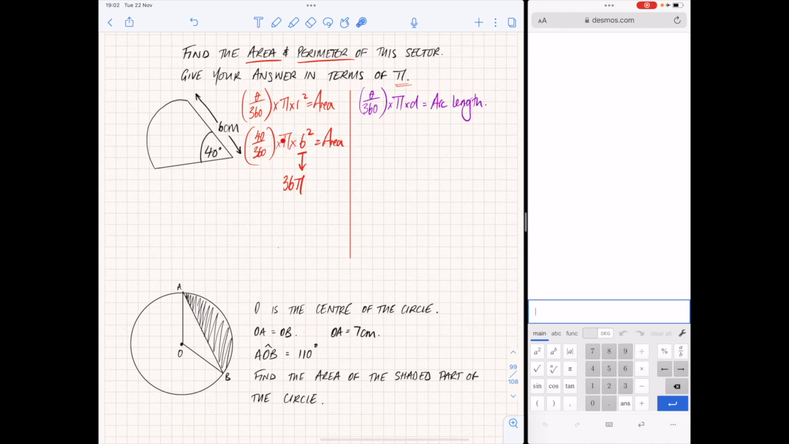Pi just represents a value, and the value is 3.14159, and it goes on. So 6 squared is 36, and then you just put your pi next to it. Now, what I'm going to do here is I'm going to simplify this.